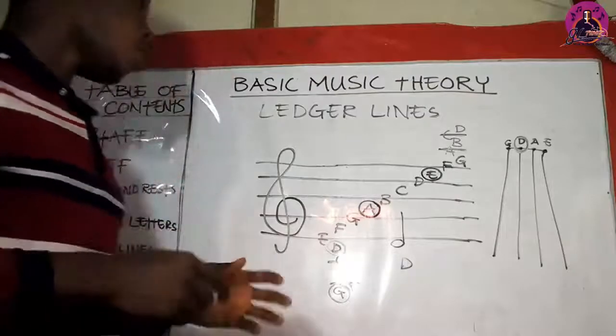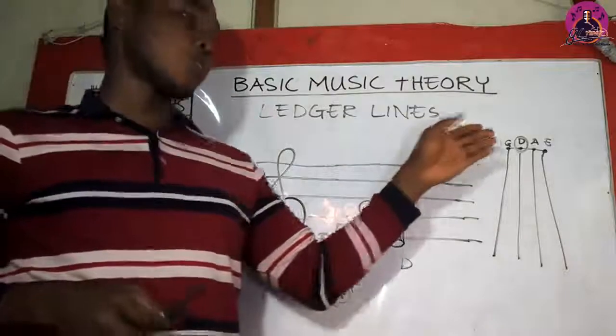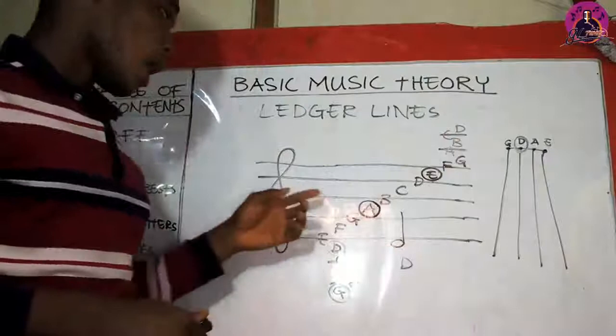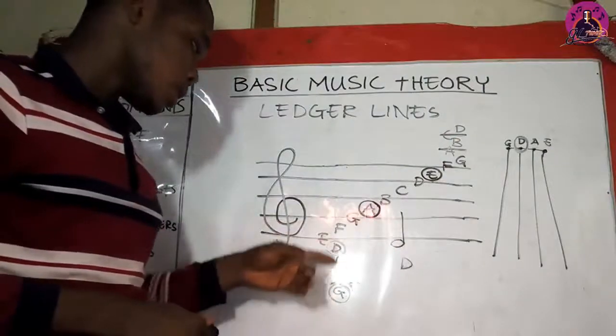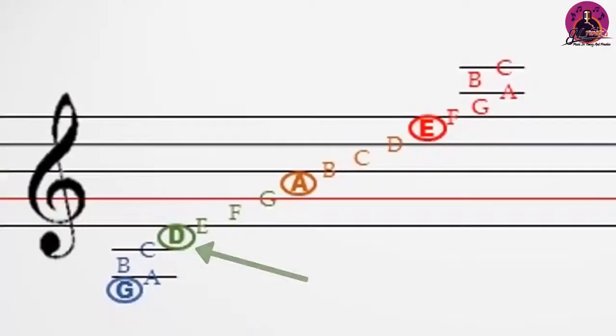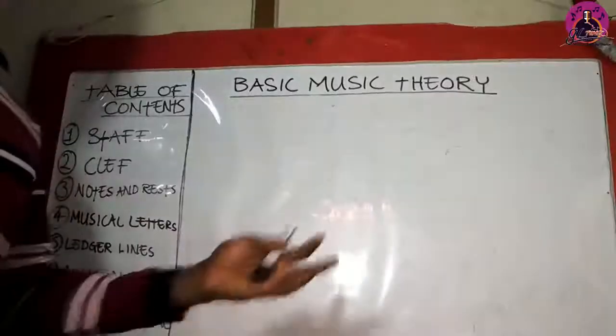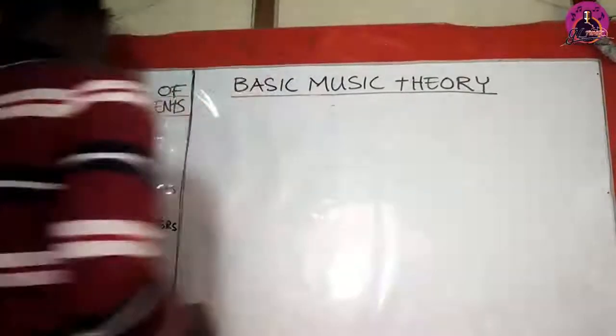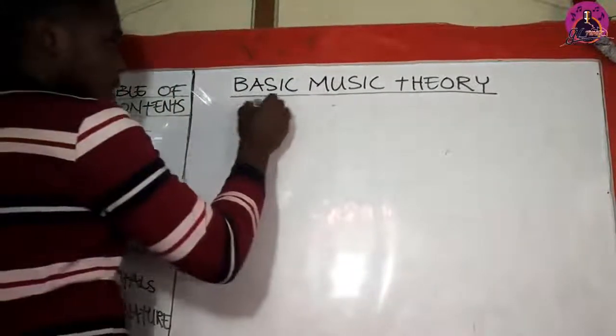Take note that all the 4 open strings of the violin are spaces on the treble staff. G is a space, D is a space, A is on the space, E is on a space. So you understand it more and more as we go on. The next thing on the list is accidental.